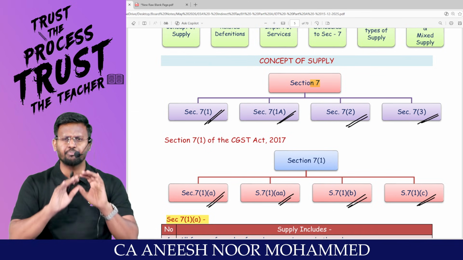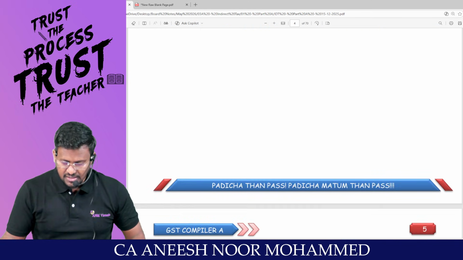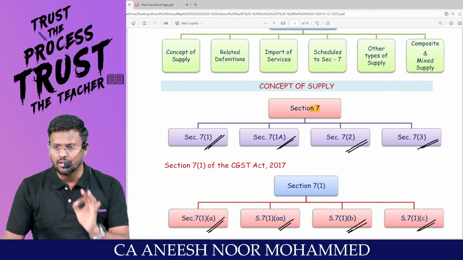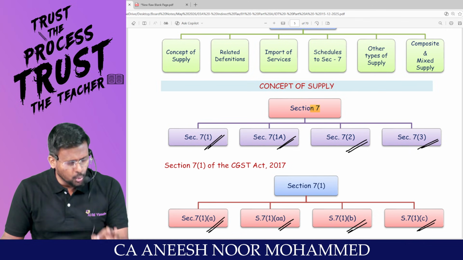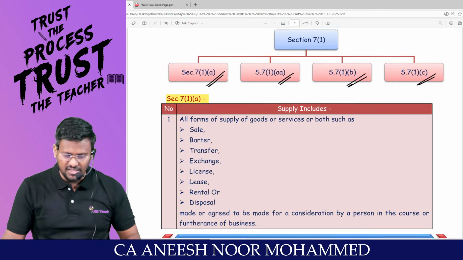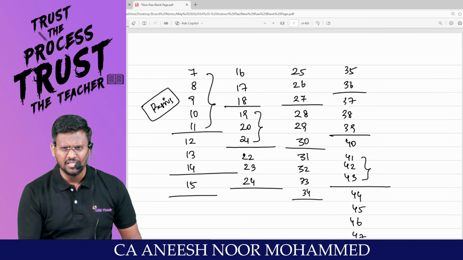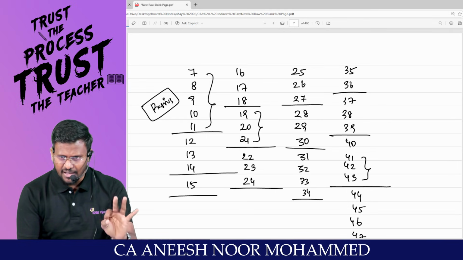I will give a proper analysis of each and every section. It is well drafted material for you. This will help you, my dear lovable students, to understand what the subject is all about. So these are the basics. What are the basic sections? 7, 8, 9, 10, 11.